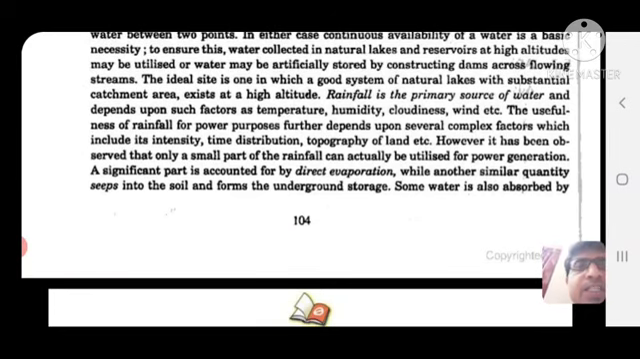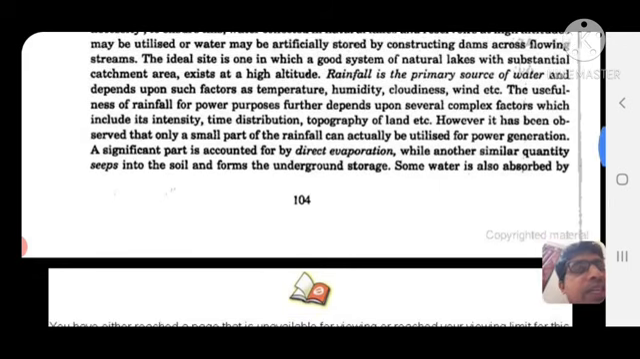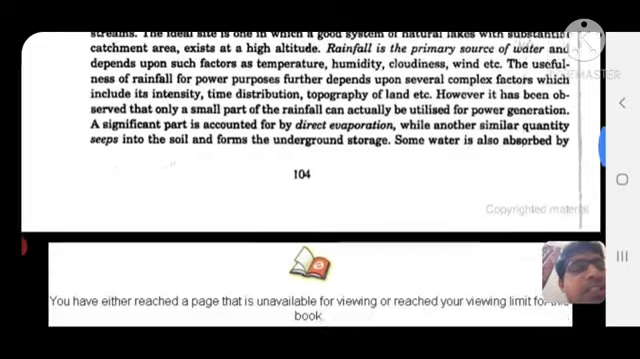Rainfall is the primary source of water and depends upon such factors as temperature, humidity, cloudiness, wind, etc. The usefulness of rainfall for power purposes further depends upon several complex factors, which include its intensity, time distribution, and topography of land, etc. However, it has been observed that only a small part of the rainfall can actually be utilized for power generation.